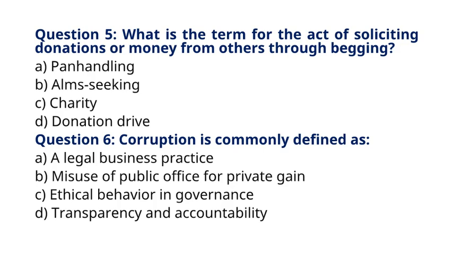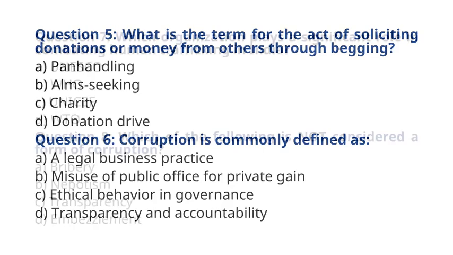others. Question 6. Corruption is commonly defined as A. A legal business practice. B. Misuse of public office for private gain. C. Ethical behavior in governance. D. Transparency and accountability. The correct answer to question 6 is option B. Misuse of public office for private gain. Explanation. Corruption involves the abuse of power, position, or resources for personal or private gain, often at the expense of the public interest.